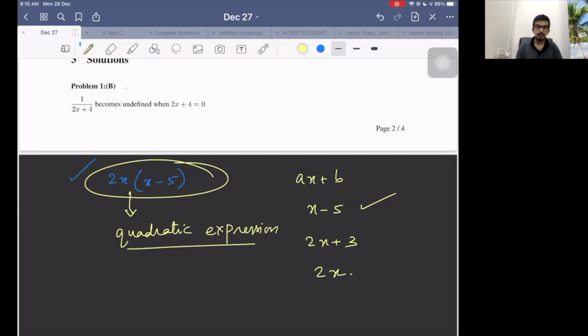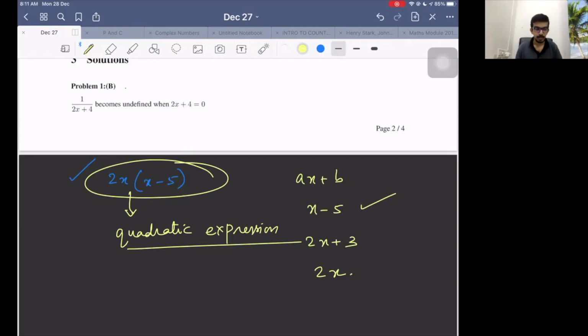We will discuss quadratic expressions and quadratic equations in detail later on. We have not dealt with them in our discussions so far, but I'm sure you would have heard of this term. Have you heard of the term quadratic expressions, quadratic equations? Please do let me know.